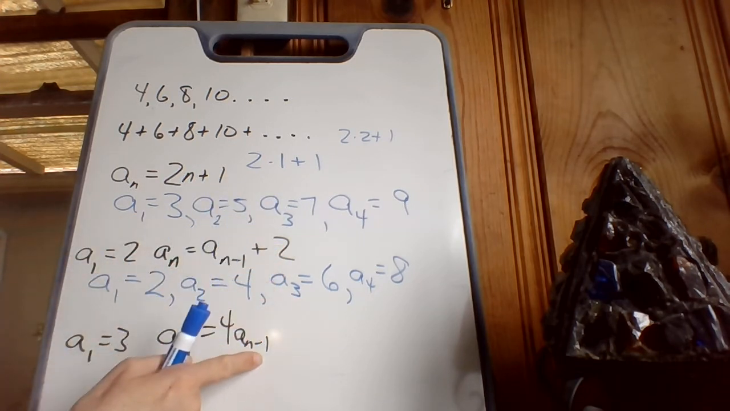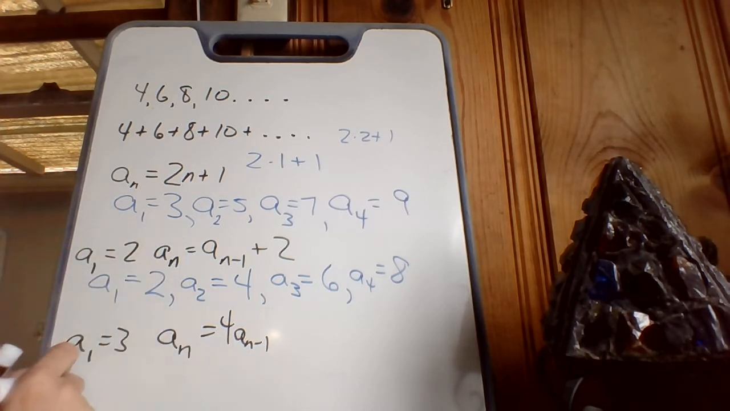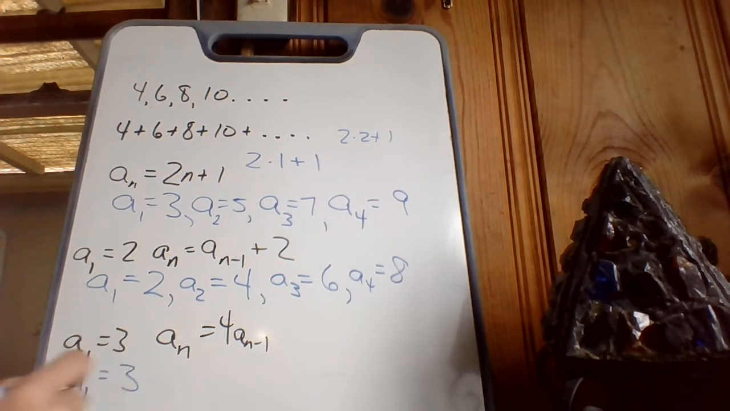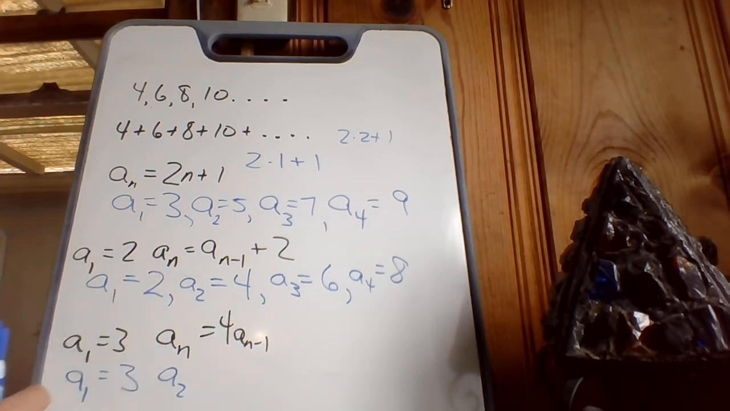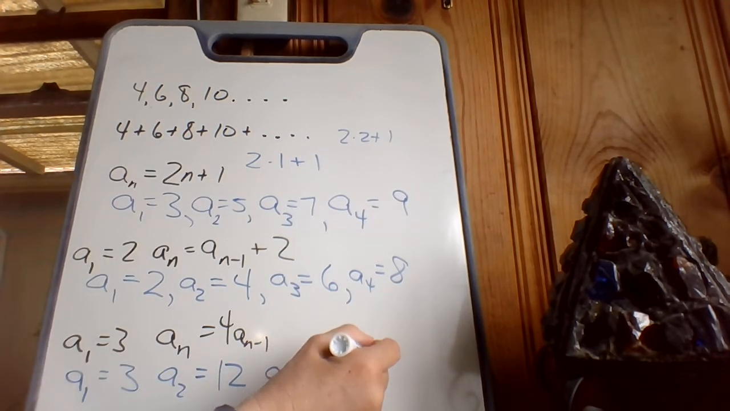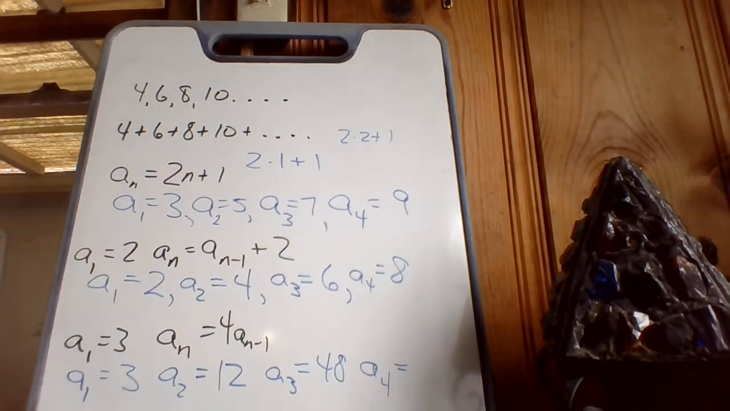This one says take what you got, multiply by 4. All right, so let's do this one. First of all, A1 equals 3. A2 is take what you had before. That was a 3. And multiply. This doesn't have a plus sign in it. This is just 4 times that. Multiply by 4. Take what you had before, multiply by 4. A3, take what you had before, 12, and multiply by 4. 48. Take what you had before and multiply by 4.